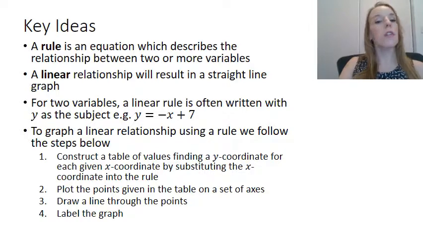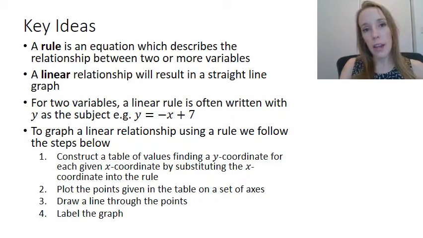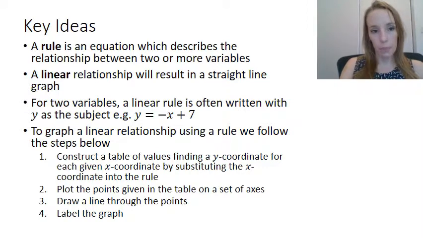Okay, so there's some key ideas here and a few key words that you'll have to memorize. So a rule is an equation which describes the relationship between two or more variables. And this is especially important with Cartesian planes because pretty much everything we graph will have some sort of rule related to it. And a linear relationship results in a straight line graph. So if you ever read the words linear relationship, you're going to be plotting a straight line. So that can also help you check your work, because if you graph something and it's not a straight line and the question has asked you about a linear relationship, something's gone wrong somewhere, because linear means a straight line.